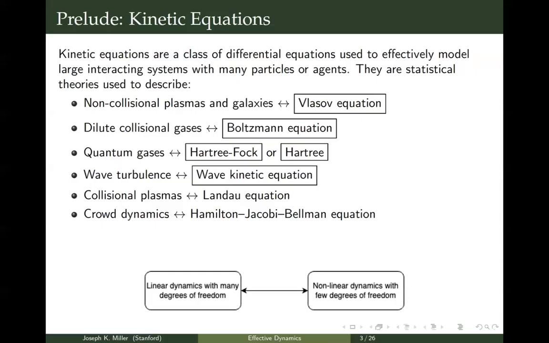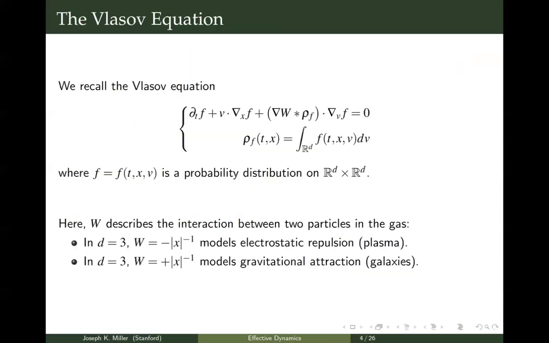So I'll just be talking about the first few of these. Okay, so let's talk about the Vlasov equation. Here I have the Vlasov equation. The way I think about this is f is going to be a probability distribution on positions and velocity space. And what it'll be mostly is transport. So this is just the free transport. And then there'll be some interaction coming from the gradient of an interaction potential convolved with rho f, where rho f is just the position density. So I'm integrating out the velocity degrees of freedom.